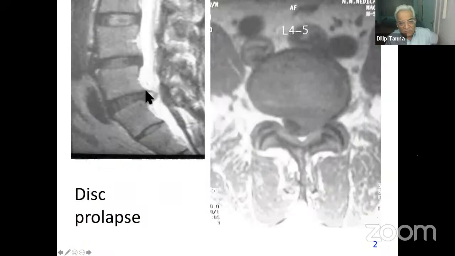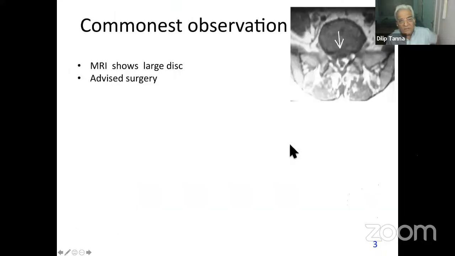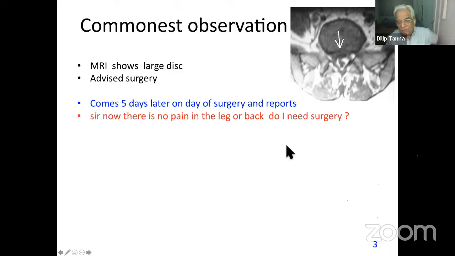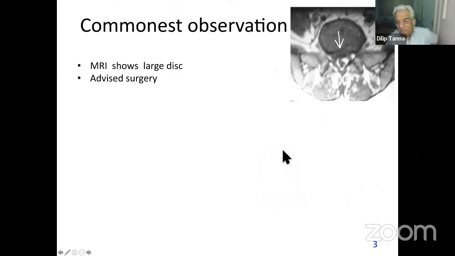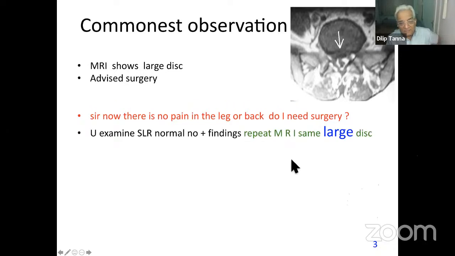As you can see, this is a severe disc prolapse. There is no question about the MRI evidence of a disc prolapse. You can see very much that this is a disc prolapse. This is the commonest observation. The MRI shows a large disc and surgery is advised. He comes 5 days later, on the day of surgery. You're in Bombay, we cannot operate immediately, so we fix it up and he comes after 5 days. On the day of surgery, he reports, sir, now there is no pain in the leg or the back. Do I need surgery? You examine: SLR normal, no positive findings. Repeat MRI: same large disc.